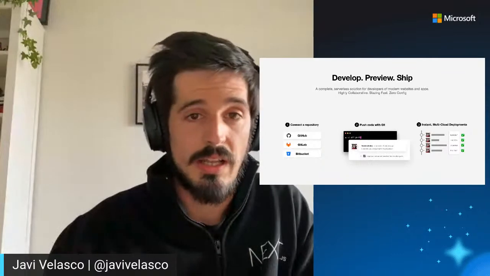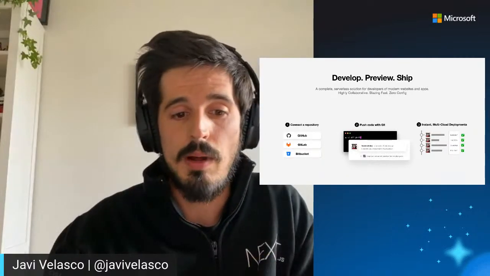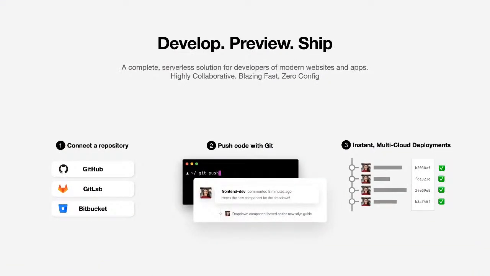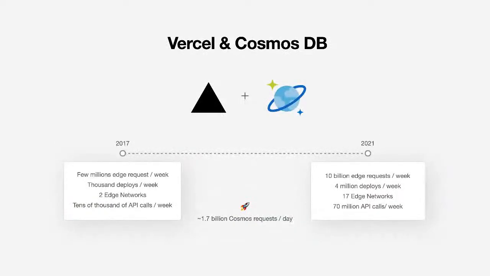With Vercel, you can connect a repository to a Git provider and instantly generate multi-cloud deployments that are globally available through our Edge network with every Git push. We have been using Cosmos since 2017 as our main persistency system, and it has been a really big part of our history since then.